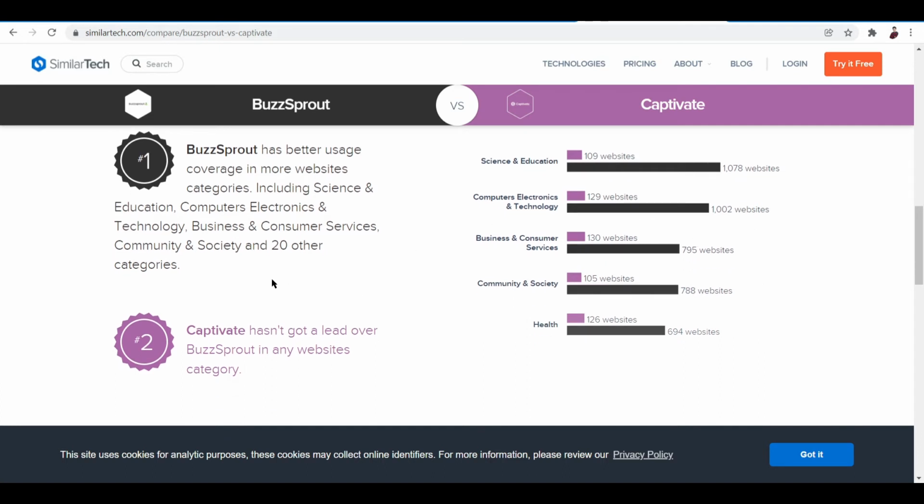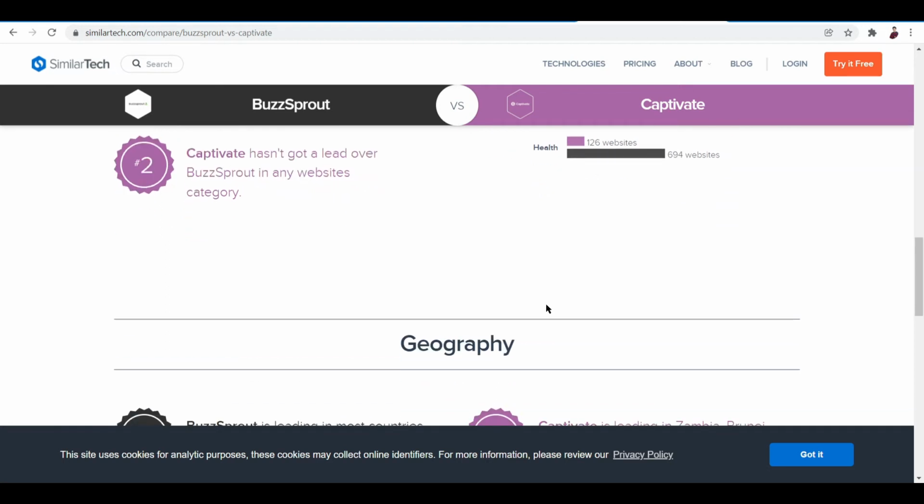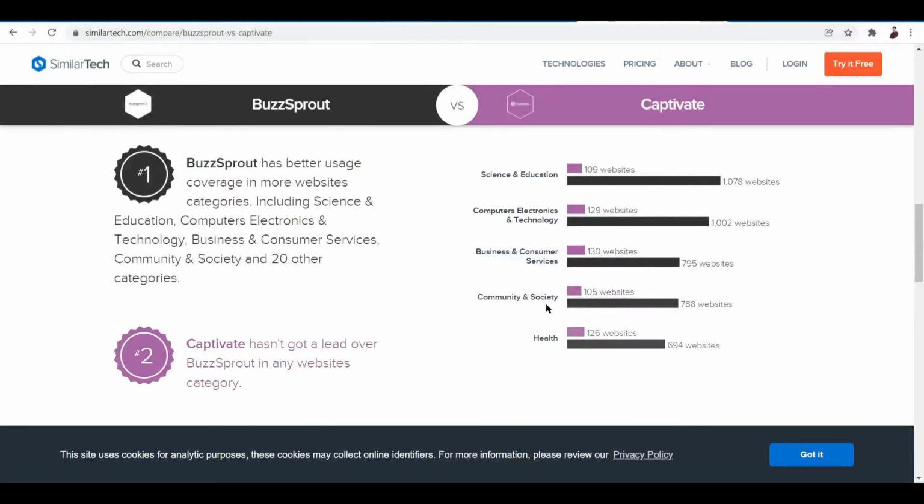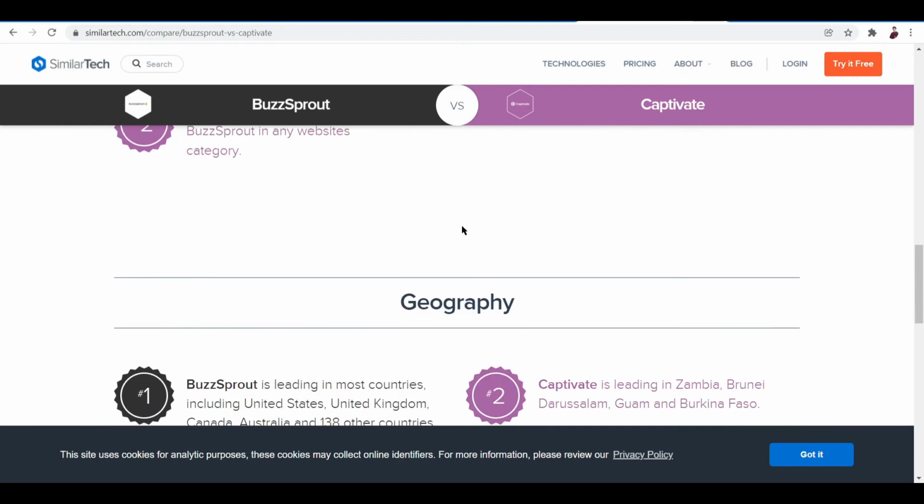Now, when it comes to Captivate, it hasn't got a lead over Buzzsprout in any websites category. So as you can see here, you guys, it's really lagging way behind. So maybe it's like 1,000% lagging behind, as you can see here. Usually the website count is hundreds, but when it comes to Buzzsprout, it reaches 1,000. So that's really obvious which one is better in this category.